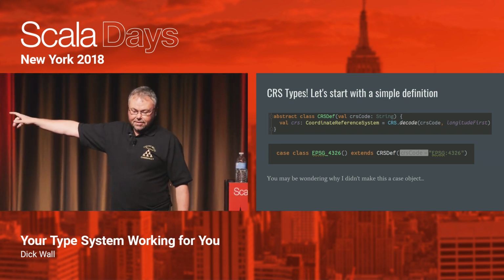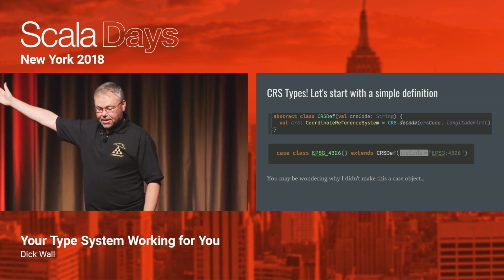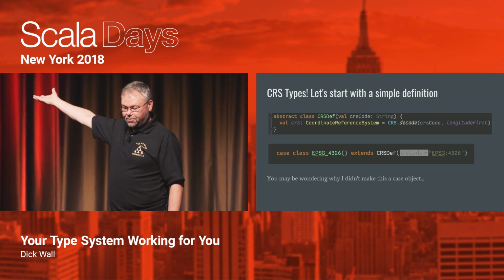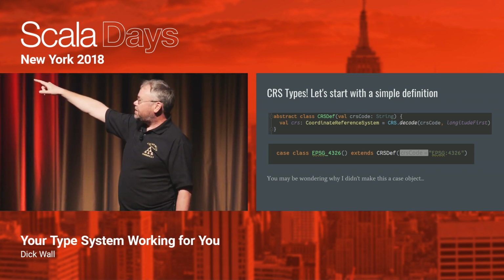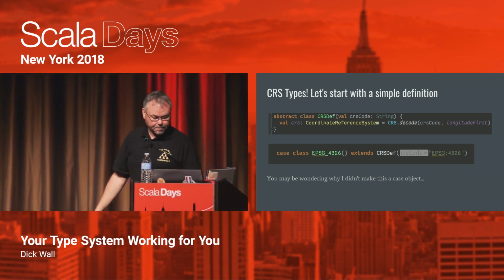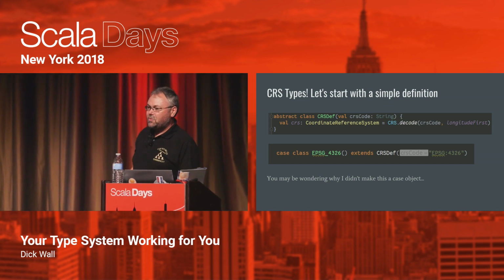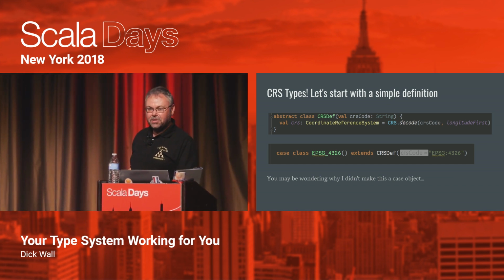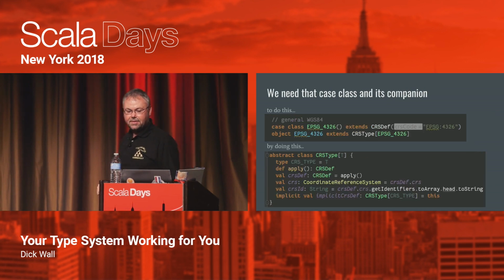So we have a case class. This is LatLong WGS84, also known as EPSG4326. And we decode it, and that becomes a type in our system. Some of you may be wondering why I made that a case class and not a case object at this point, right? So why did I make it a case class?